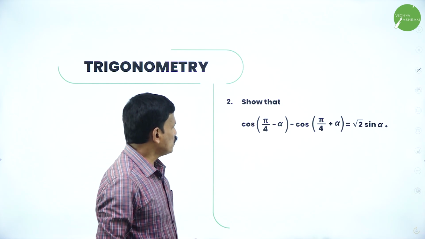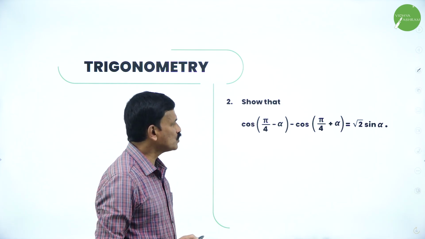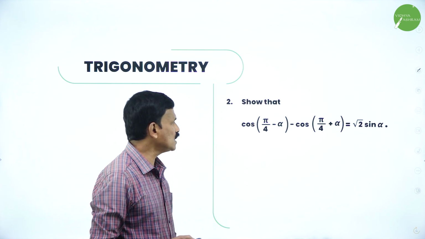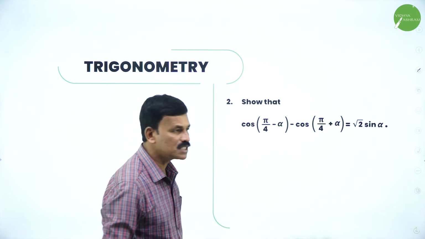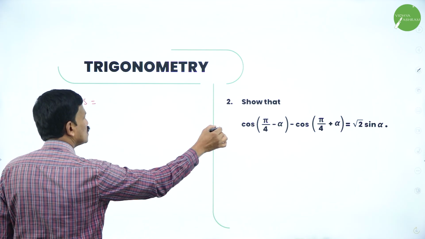Show that cos(pi by 4 minus alpha) minus cos(pi by 4 plus alpha) is equal to root 2 sin alpha. Now if you observe carefully, this is of the form cos(A minus B) minus cos(A plus B). Take LHS. So what is LHS? This is LHS.